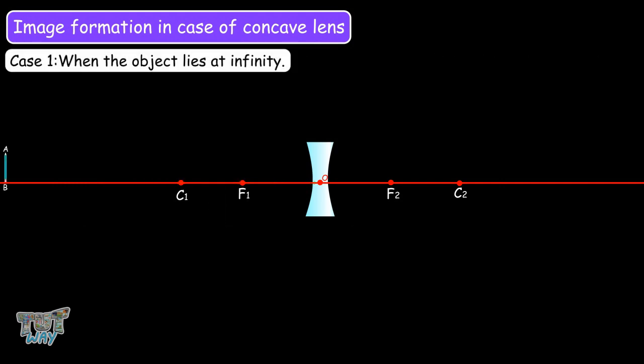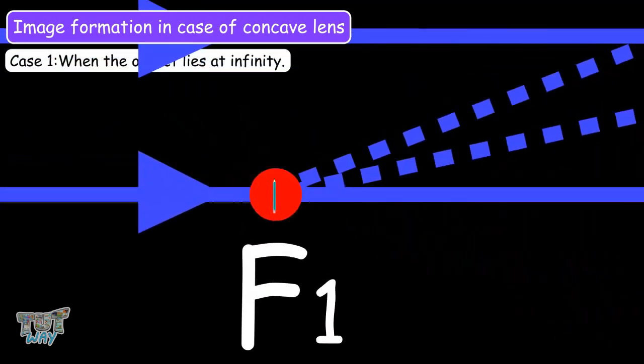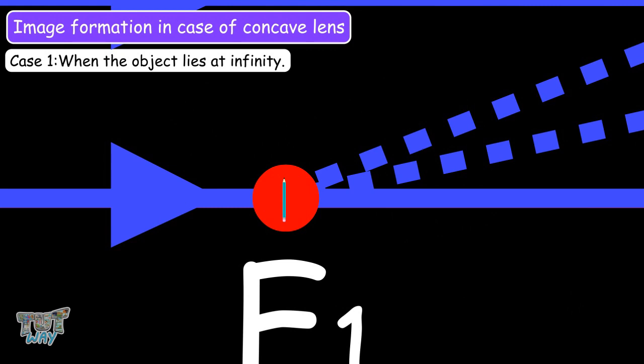Here is the first case. In this case, the image will be at infinity, or at a great distance from the center of curvature. So, the rays from the object AB will be parallel to the principal axis, and they will diverge along the directions OX and OY, and will appear to meet at F1. So, the image produced will be at F1, as the light rays do not meet but appear to meet at point F1. And the image formed will be highly diminished, or point-sized, virtual, and upright.